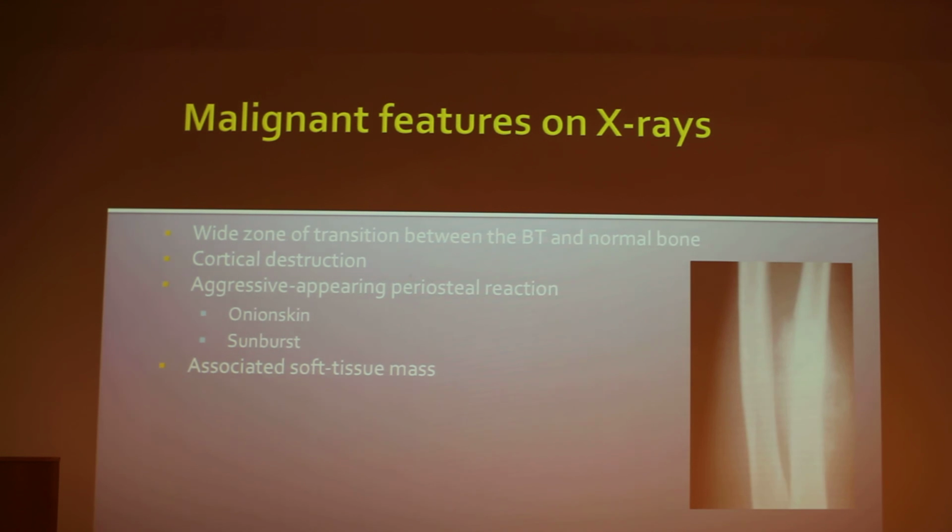So many malignant features could be recognized on X-rays. Here is an example where you can see a really aggressive appearance with a sunburst appearance and a Codman triangle here, where you can see that the periosteum is moving out of the bone. When it's like this, it's pretty easy because it doesn't look good. But sometimes it's really tricky and less easy for you.